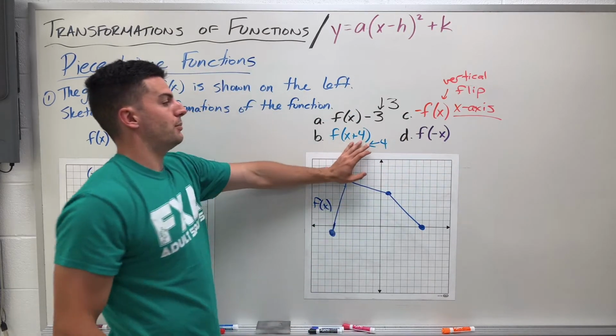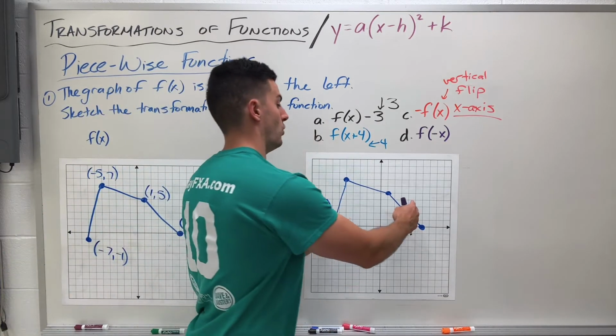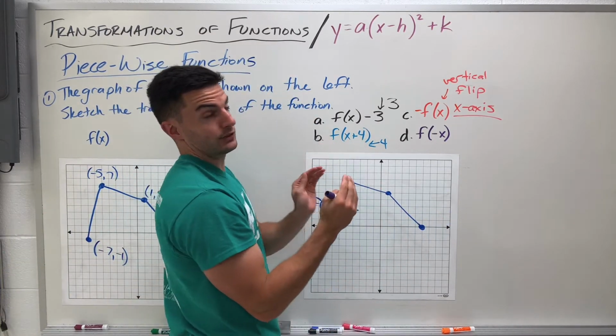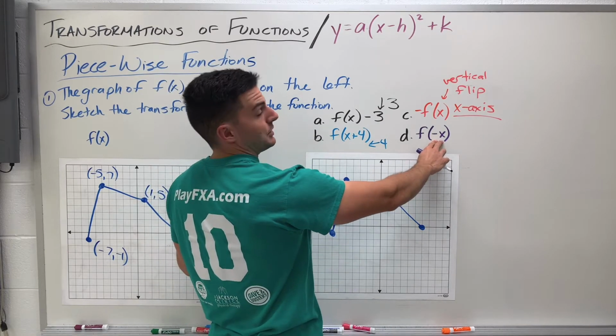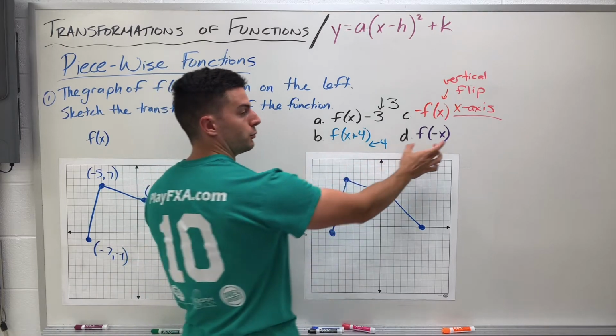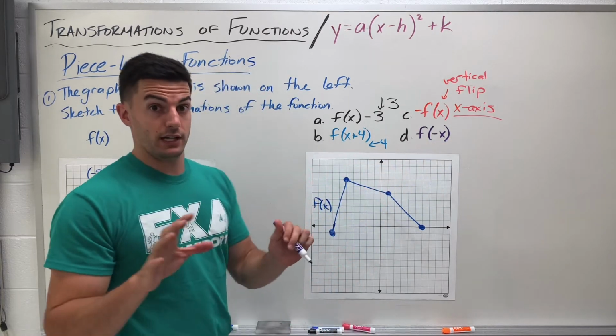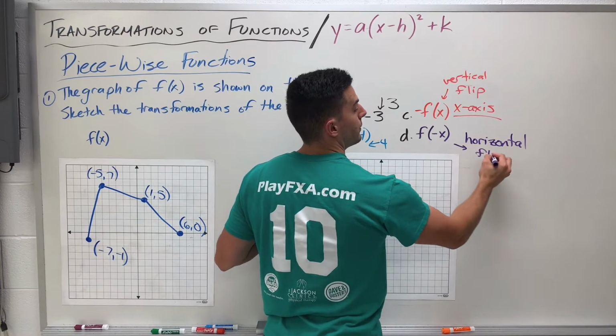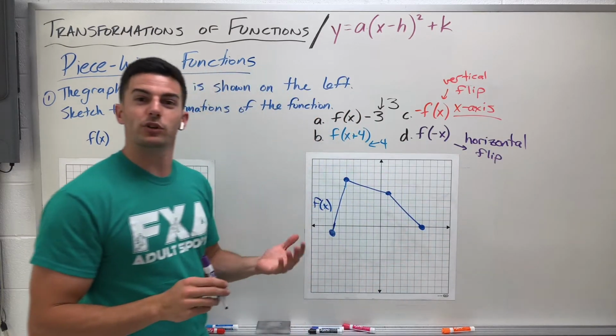And just like how a plus 4 means I shift it horizontally, right? That's what that plus 4 in a group with the x did. And this is going to be similar with a negative in the group with the x, okay? Anything that's in a group with the x means a horizontal change, a horizontal flip. What does that mean, right?